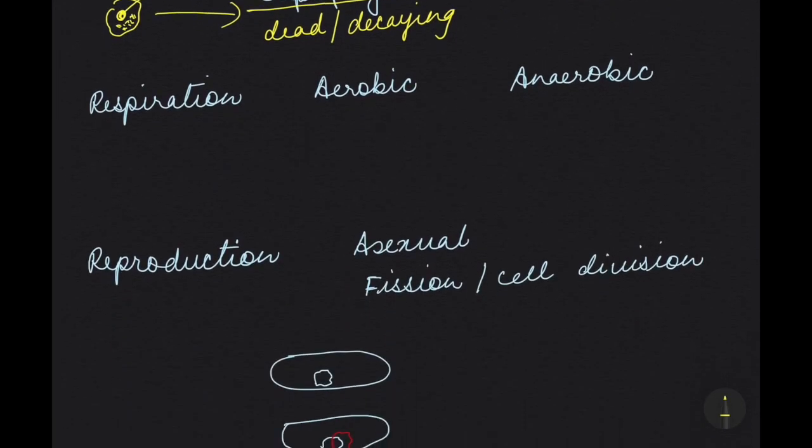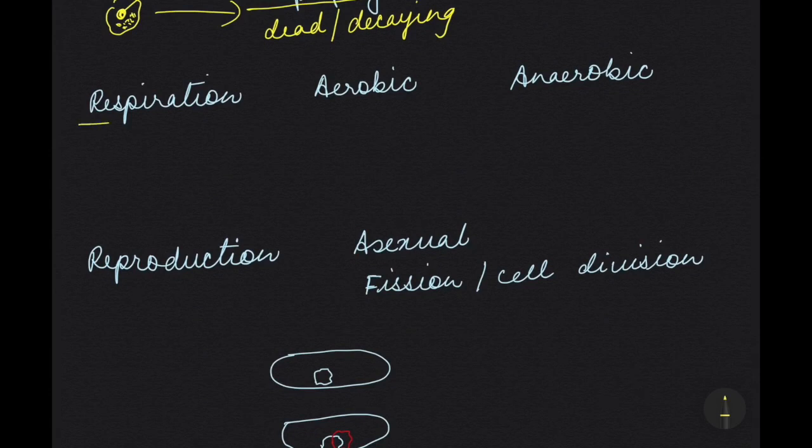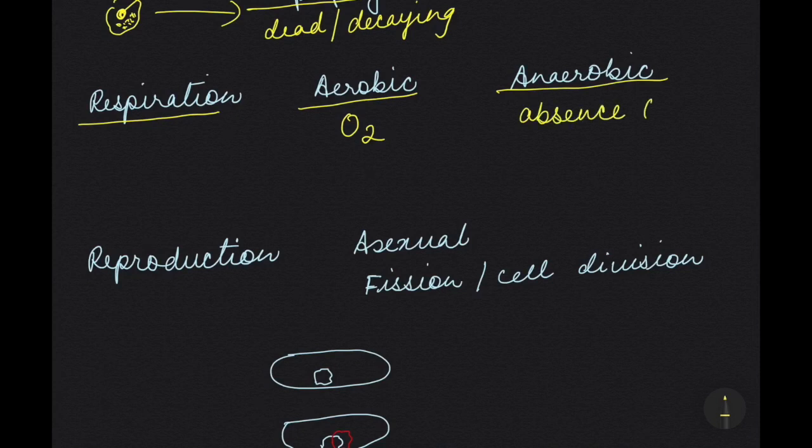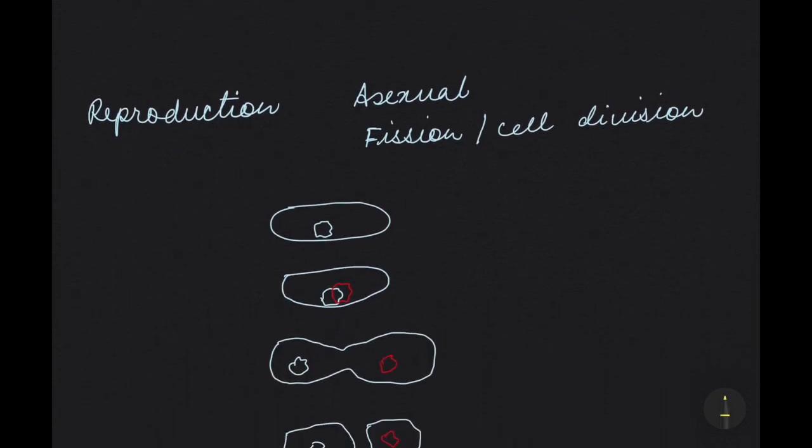Now moving on to respiration. There are two types of respiration in bacteria. Aerobic means oxygen is required, and anaerobic means they breathe in the absence of oxygen. Especially bacteria which live in our intestines, they do not get any oxygen. If this bacteria comes out into the open, it will die. Okay, now moving on to reproduction.